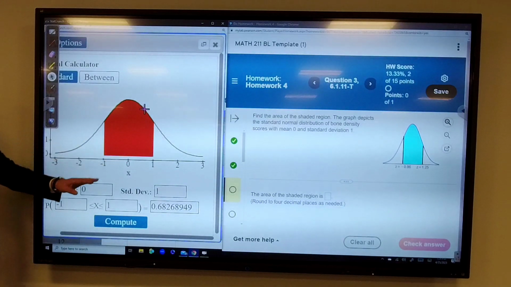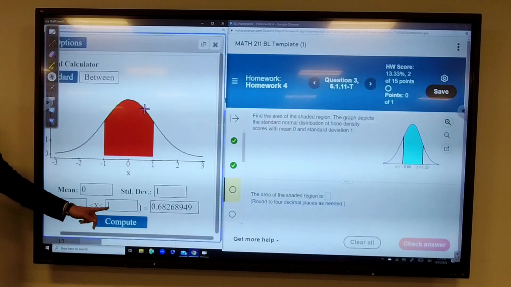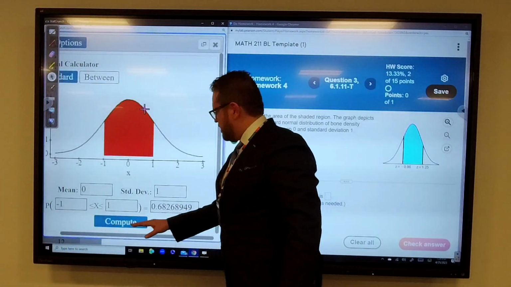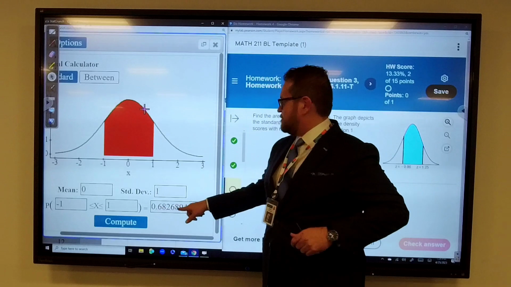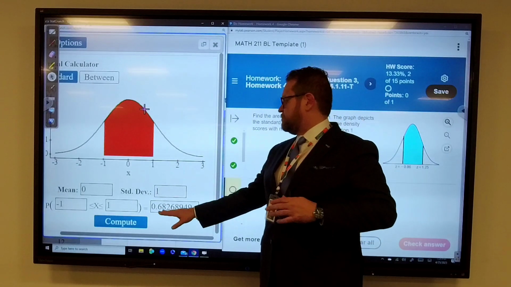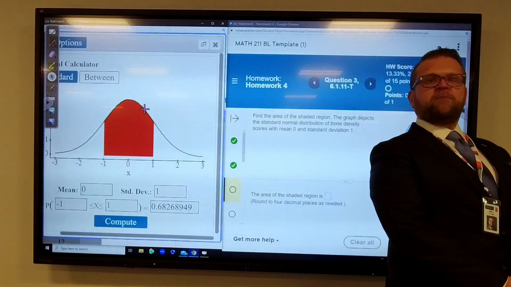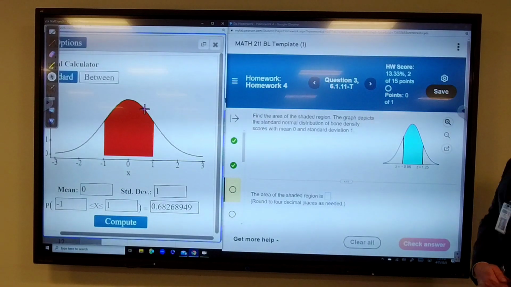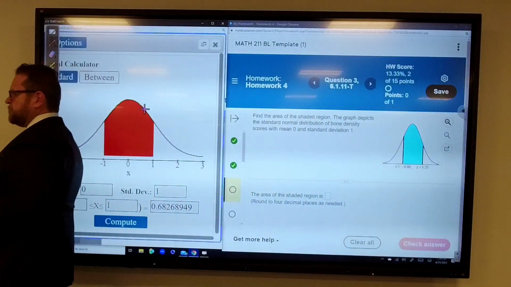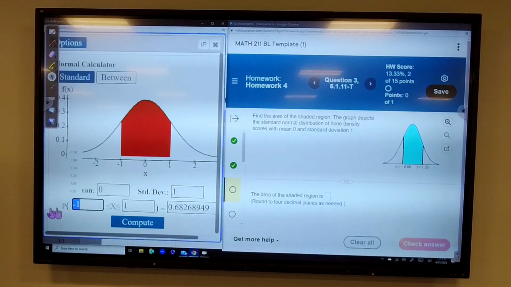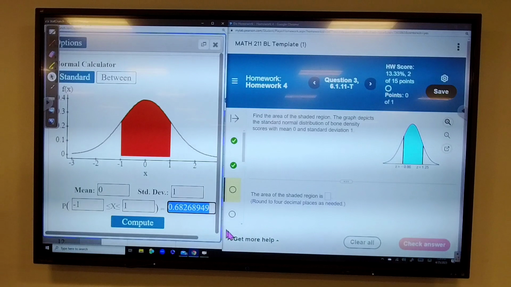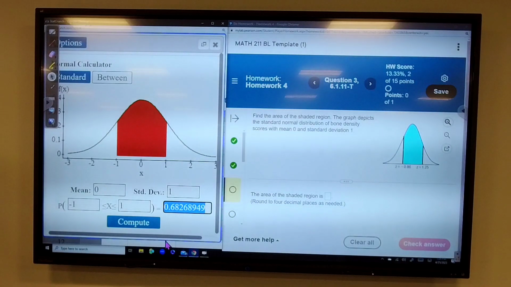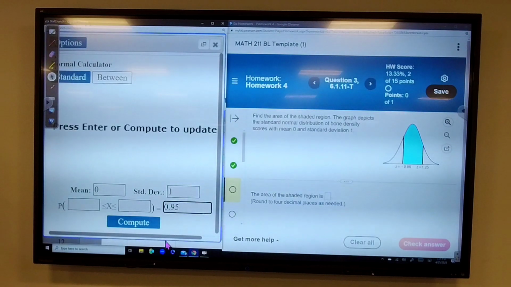It's an area here in the middle, between minus 1 and 1. In fact, now we see it's not exactly 68%, it's 68.27%. It's a little bit more than 68% between minus 1 and 1. While I'm here, why don't I go ahead and put in minus 2 and 2? Let's see what's up. Or I have a better idea. Come over here to the area box and let's just type 0.95. I'm going to give it an area.